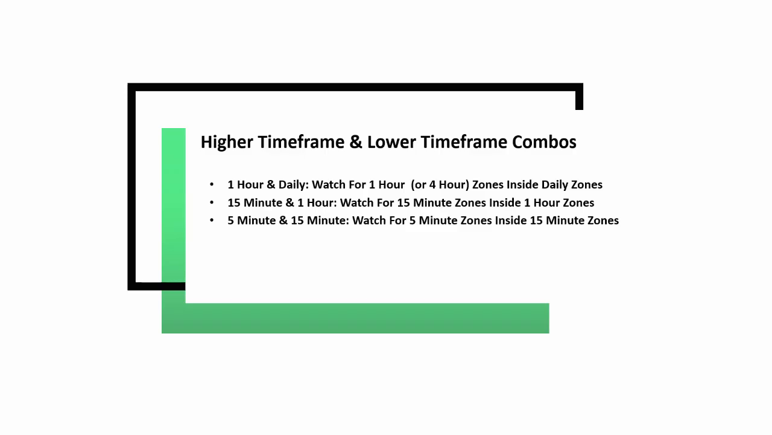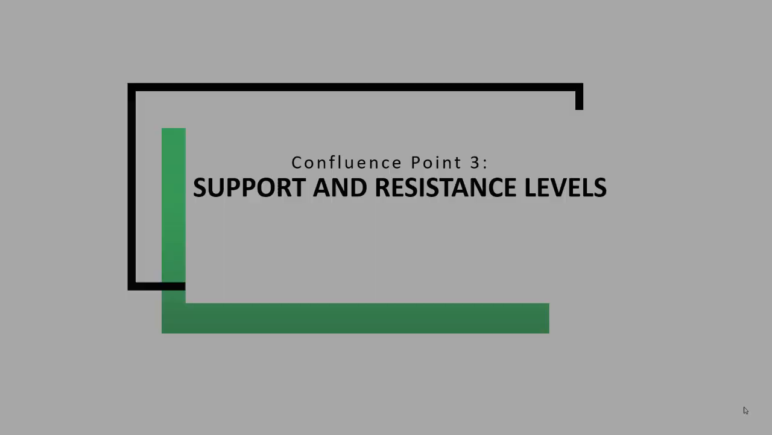The other time frames aren't really feasible due to being either too short, like the 1 minute, or too long, like the weekly and monthly. Too many zones will form within these zones, so it's not really feasible to use them as confluence. And now let's look at our final point of confluence.